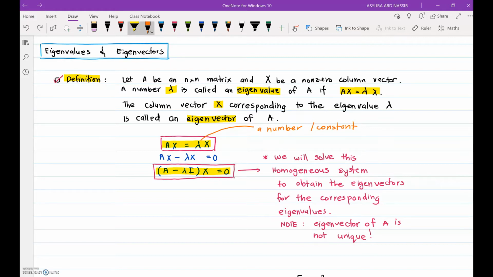So this is the homogeneous system that we will use to find the eigenvectors for the corresponding eigenvalues. Remember, the eigenvector of A is not unique.